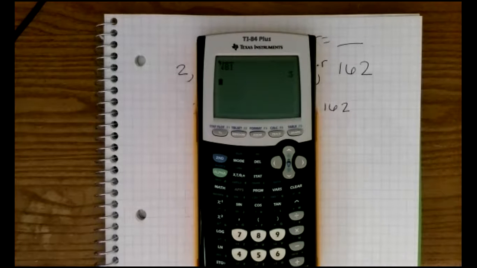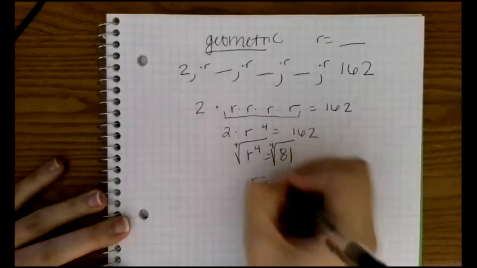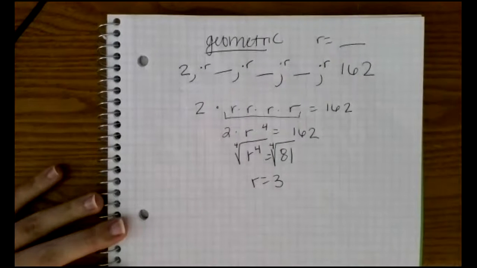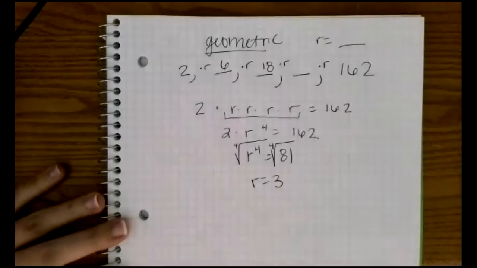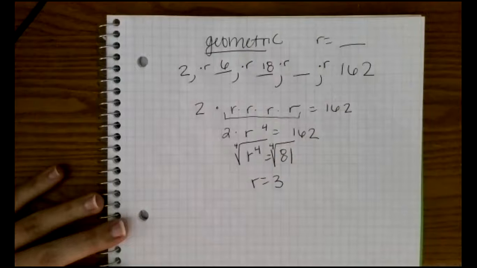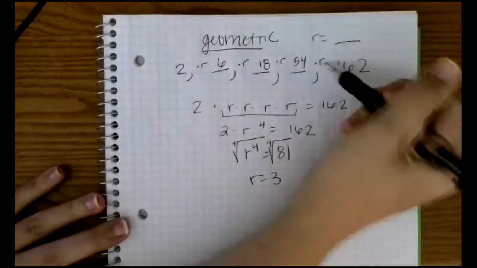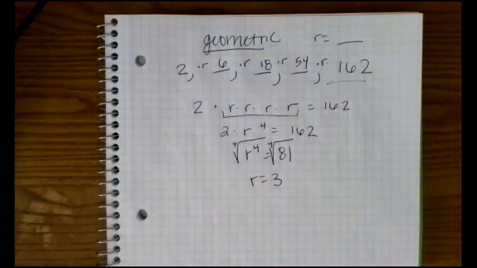So I found out that the 4th root of 81 is 3. So r is 3. So to fill in my blanks, 2 times 3 is 6, times 3 is 18, times 3 is 54. And then I could check it. Times 3 one more time gets me to 162. Okay.